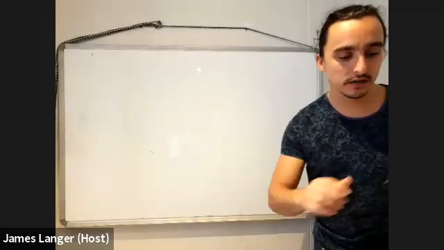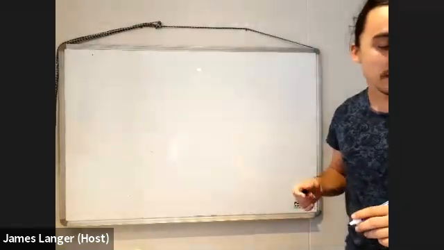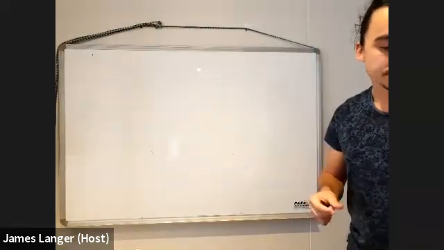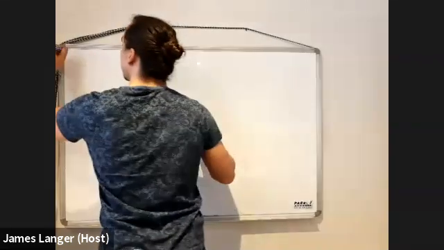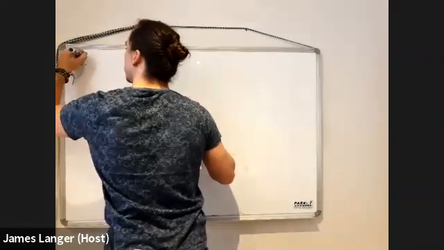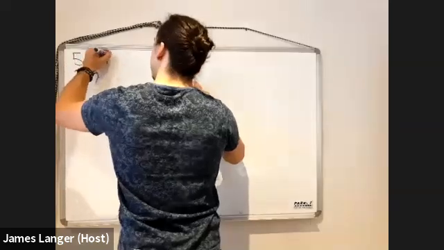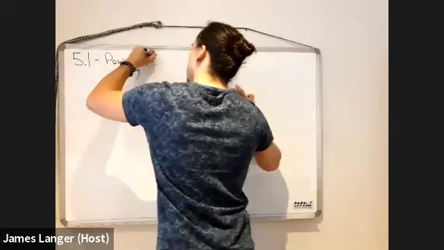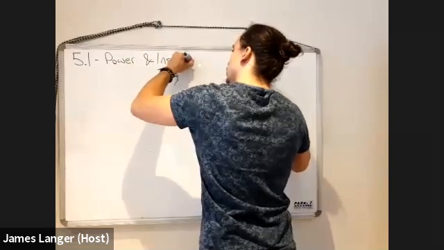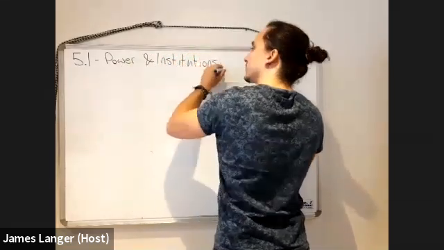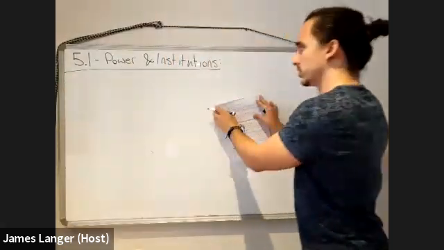So we're going to begin with Unit 5, Unit 5.1 specifically. Right? So we're going into 5.1, and that's power and institutions. Power and institutions. All right, sweet.